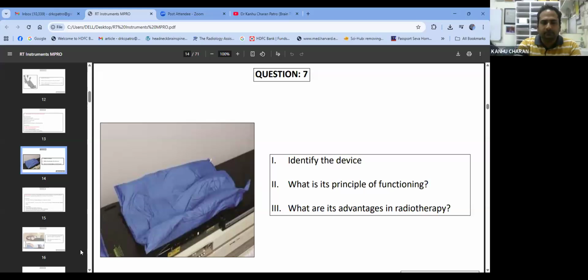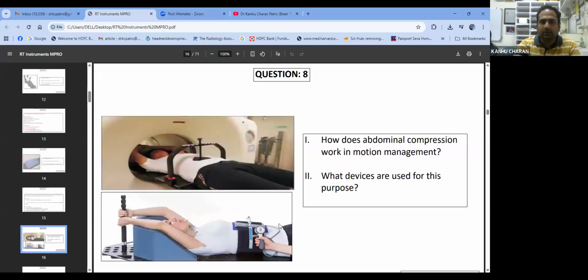Yeah. I think except for head and neck, most of the sites this is good. Even for craniospinal, you couple it with a head mold. A Vac-lock has immense benefit.